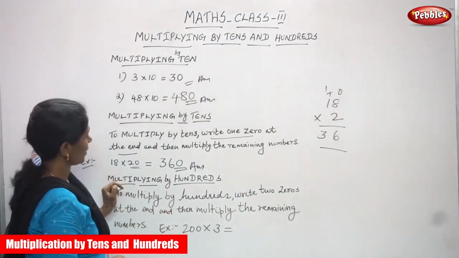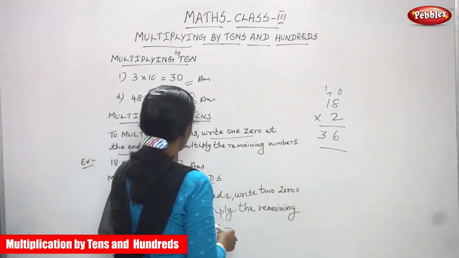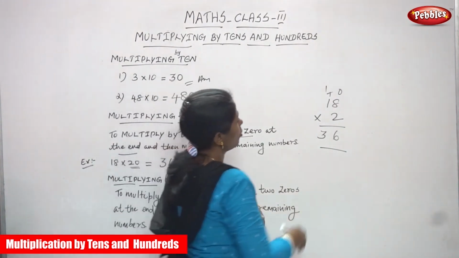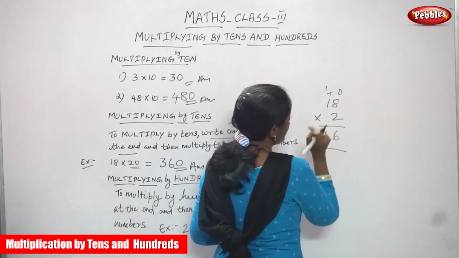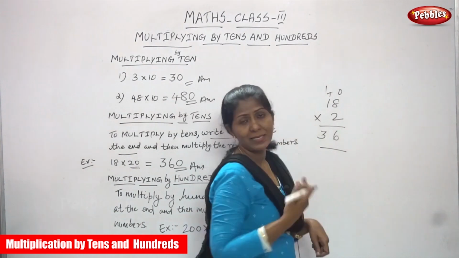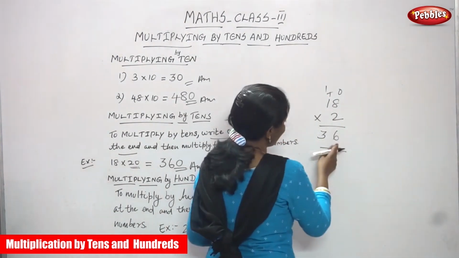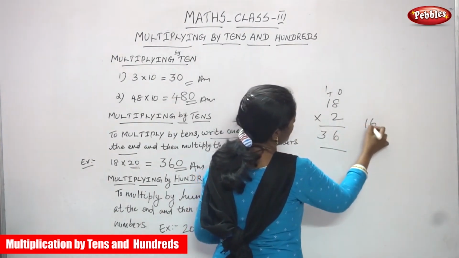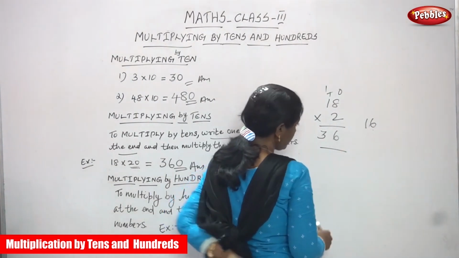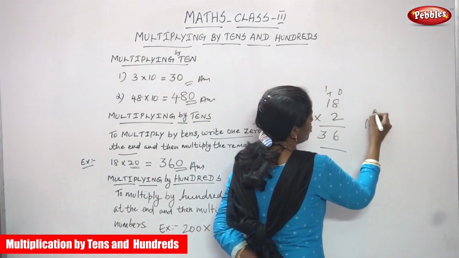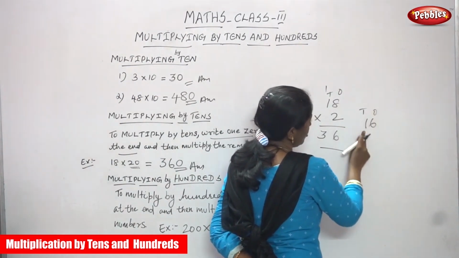Okay, so 18 into 20, that means first you have to write 0, then 18 into 2. So 18 is going to be multiplied by 2, you must say the 2 table up to 8. 2 8s are 16, you know that very well. The 16 means this is tens and this is ones: 6 ones and 1 ten.